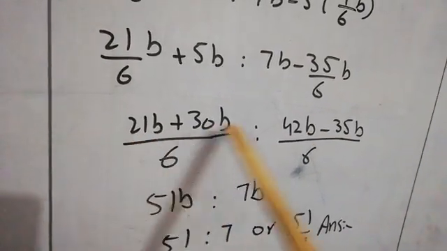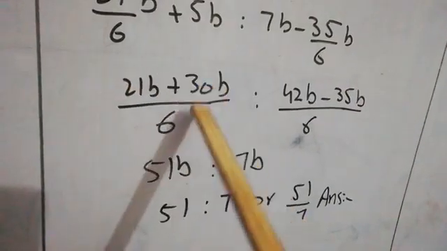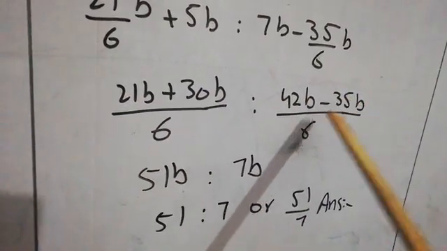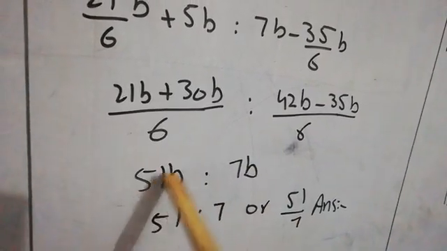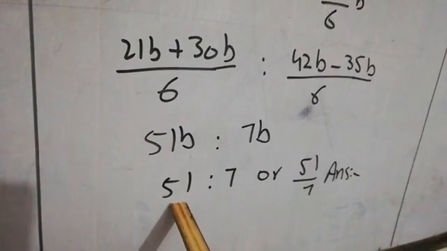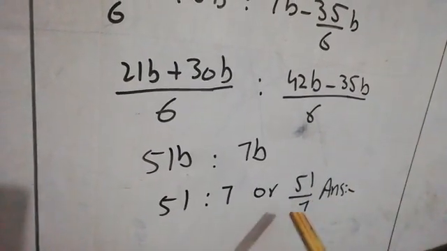Multiply the ratio by 6 on both sides, we will get 21 plus 30 equals 51B, 42 minus 35B equals 7B. Now divide the ratio by B on both sides, then we will get the numerical value, which is equal to 51 ratio 7, or we can write it 51 by 7 also.